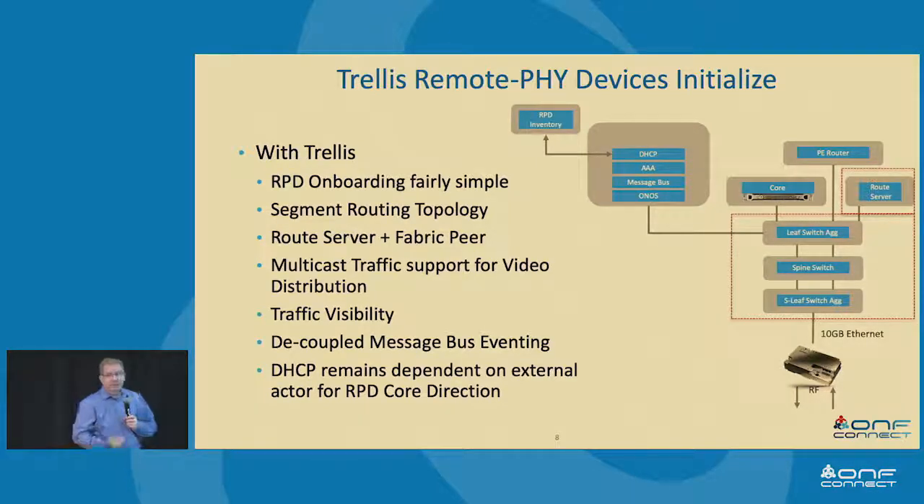The fabric, you get your segment routed topology out of Trellis. Again, you've got route server enabled leaf pairing, you get in and out of the RPD survivor island here on Trellis, right, out to the rest of the IP world.